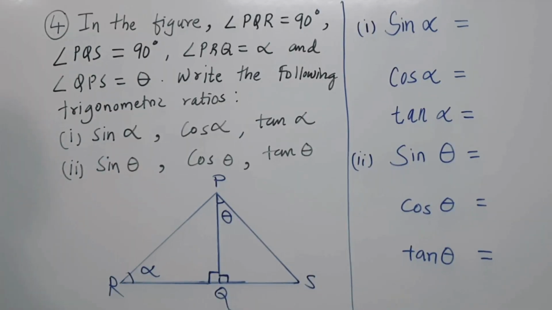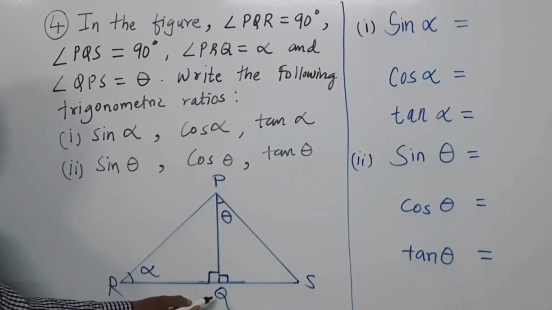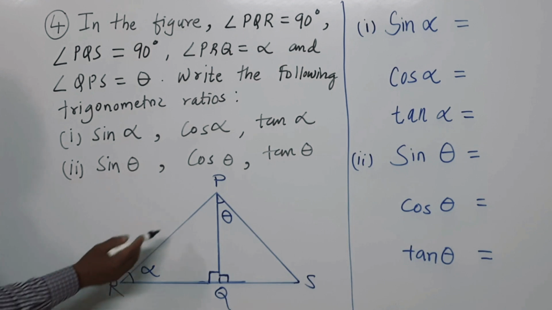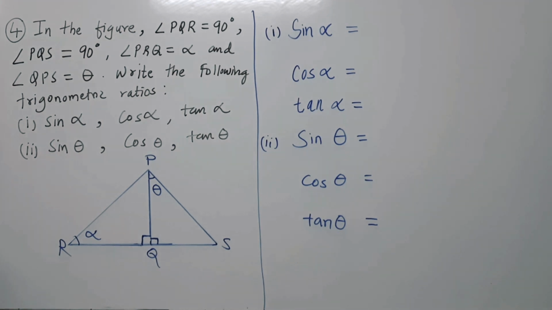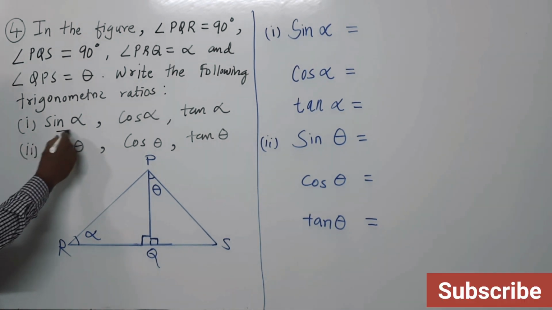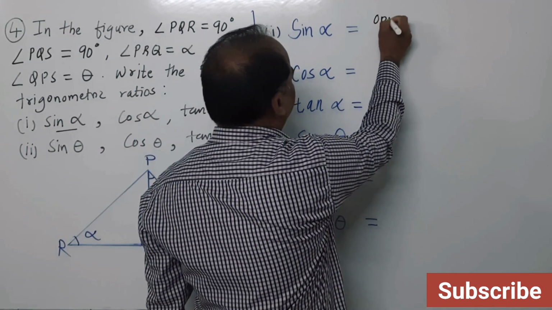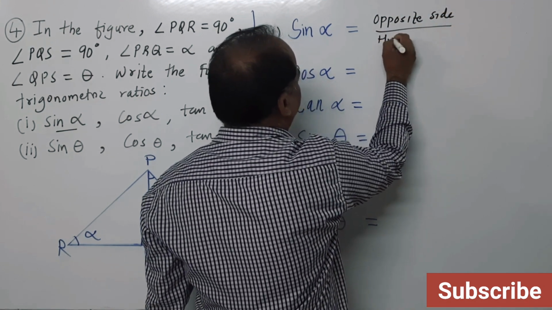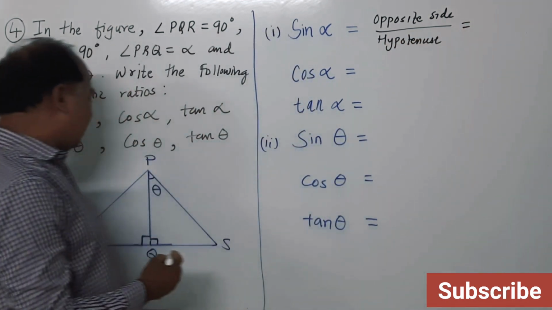For example, in the given figure, angle PQR is 90 degrees, angle PQS is also 90 degrees, angle PRQ is alpha, and angle QPS is theta. Write the following trigonometric ratios. First is sine alpha. The formula of sine alpha is opposite side upon hypotenuse.